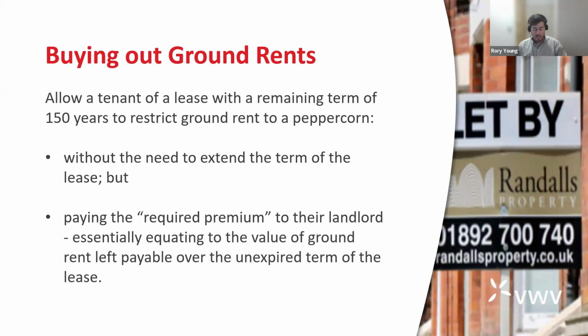A final key term of the bill is introducing the right for a tenant of a lease with an unexpired term of 150 years or more to vary their lease to pay a peppercorn rent. Effectively, these provisions enable a leaseholder to buy out their ground rent without extending the term of their lease or buying the freehold. The reason for this is that some leaseholders may have a sufficiently long lease and do not need or wish to extend their term, though they have a desire to buy out their ground rent, particularly where this is or will become onerous.